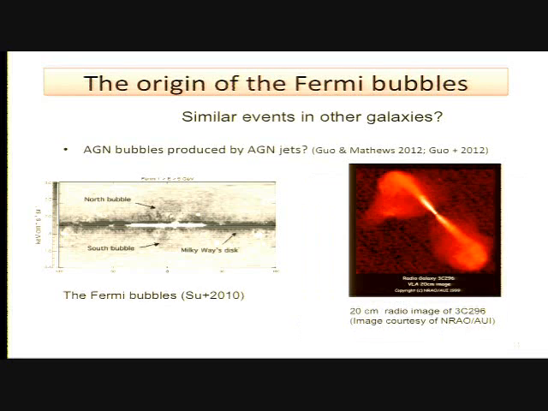So the model we propose is that these Fermi bubbles are actually produced by AGN jets. The main motivation is that we have seen lots of these AGN jets producing these kiloparsec-sized bubbles in other galaxies. Most of them are observed in elliptical galaxies, but some of them are observed in disk galaxies.